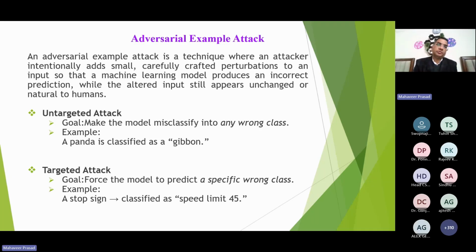This attack could be of two types. One is the untargeted attack, where the goal is to make the model misclassify into any class. It does not matter which class it goes to, as long as it doesn't give the right output. Another is the targeted attack, where I want to predict a specific wrong class. For example, it can make a stop sign read as speed limit 45. Then you know what the consequence of this would be.